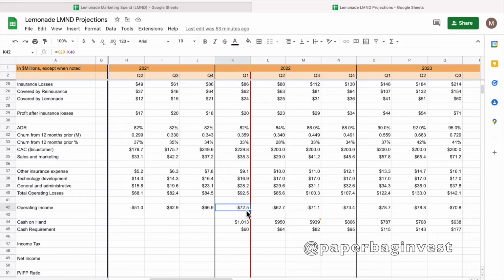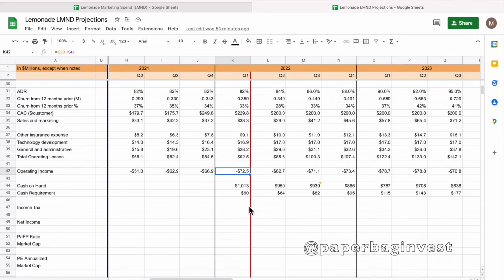This is not exact accounting. If you look at their quarterly reports, it's going to be slightly different numbers, but this is pretty close, and I think close enough when you're trying to evaluate a company like Lemonade, where you're making so many big assumptions going into the future. This I think is close enough, and we have just over $1 billion in cash on hand.